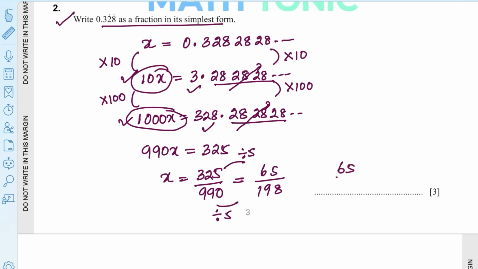Yes, so we can write the answer 65 over 198. Is it okay, everyone? This is a recurring decimal question, easy question.